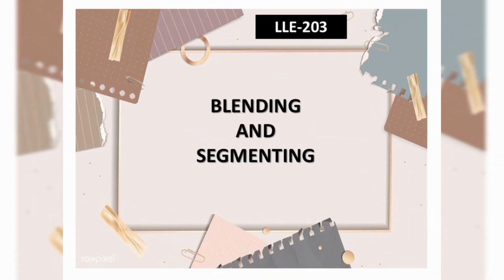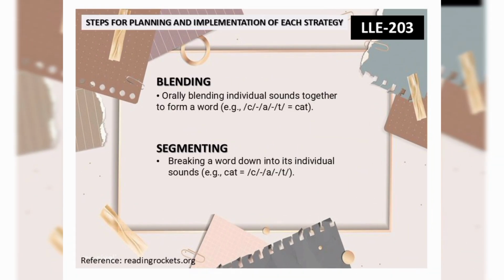Blending and segmenting. Blending is orally putting individual sounds together to form a word. For example, cat is blended with the sounds k, a, t to make the word cat. While segmenting is breaking the word down into individual sounds, from the word cat to break it into the sounds k, a, t.